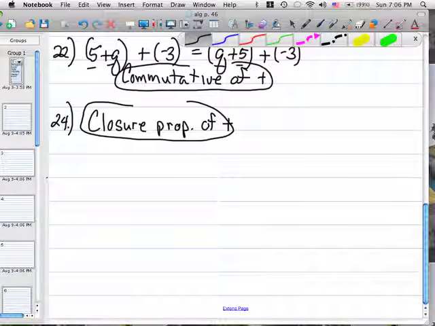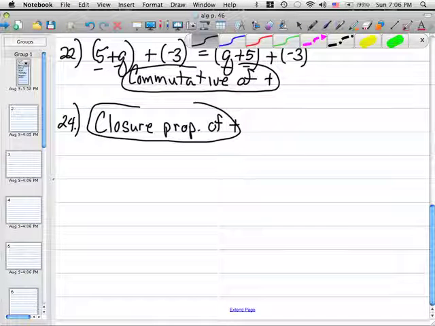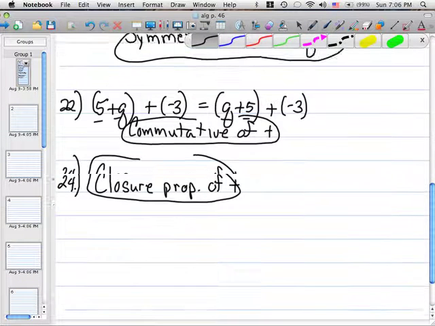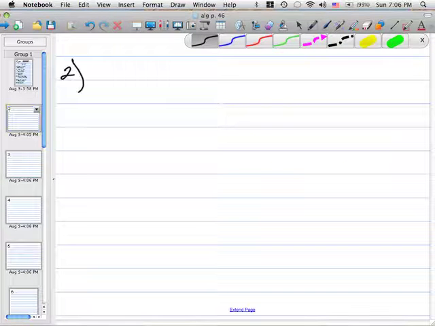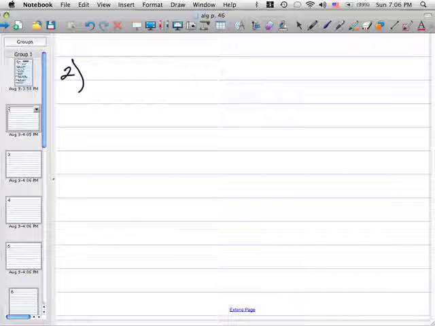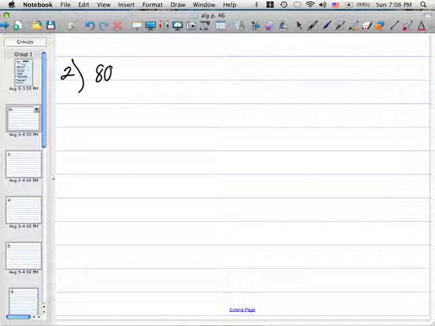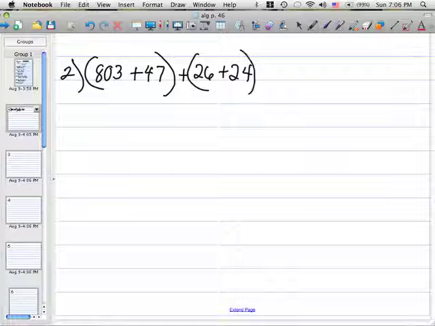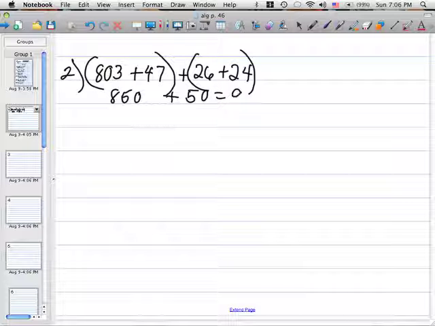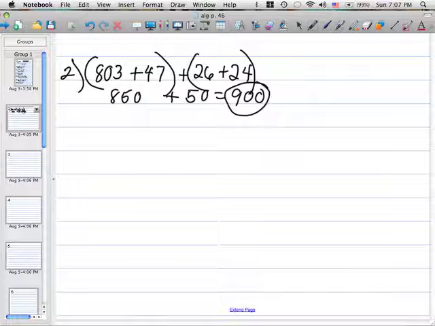The written exercises, we're going from 1 to 34. So problem number 2, simplify. I want you to show work on these and use grouping symbols to put together what you would add to get the answer easily. So I'm going to go for multiples of 10. So this is 850 and this is 50, which gives me 900. So you're to show me how you rearranged the problem so you could get to the answer easily.